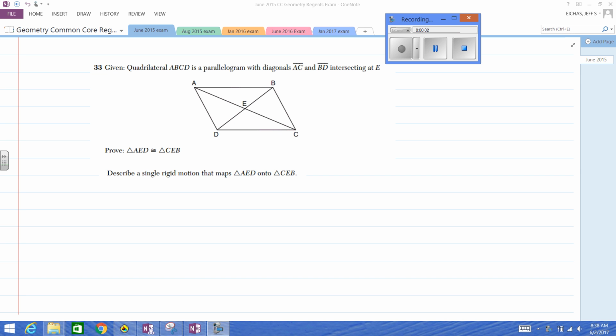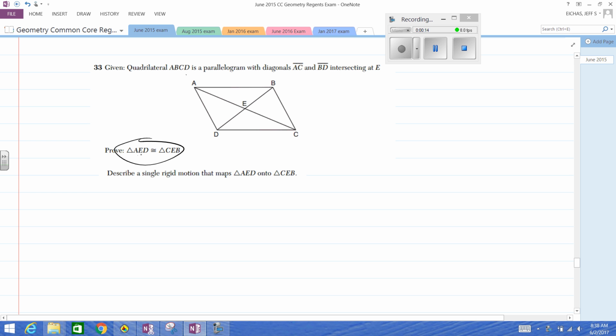Okay, so back to here to finish up the Common Core Regents exam, June 2015. Completing a proof here. First we're going to do this proof, and then we will finish off with that. The first thing they give us is that this figure's a parallelogram, and we want the triangles here, this triangle and that triangle there, to be congruent.